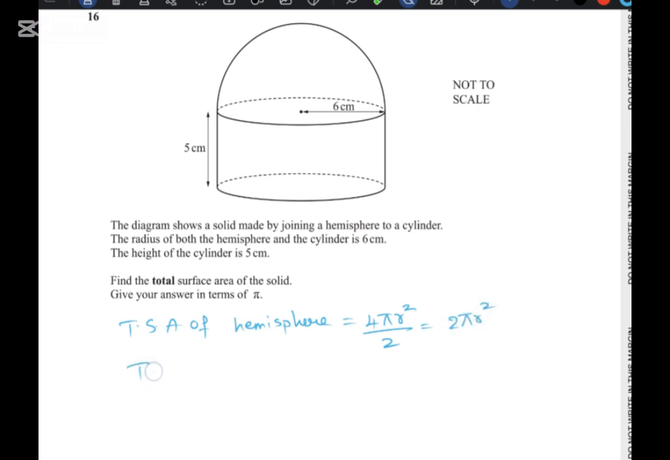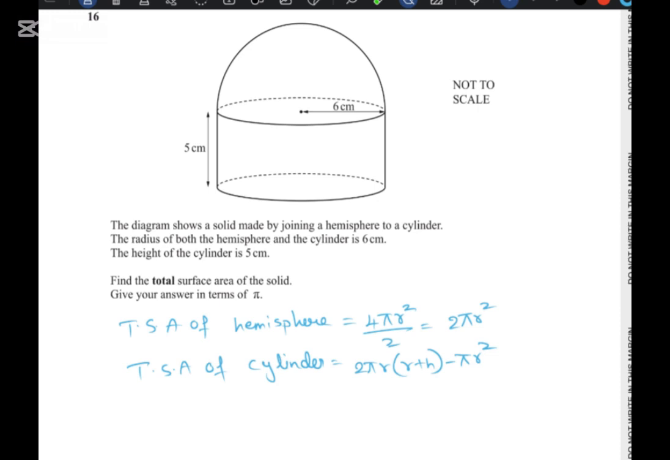Then the total surface area of the cylinder will be 2 pi r into r plus h. That is equal to, and we have to subtract from it pi r square. Then you will get the total surface area of the cylinder. So now let us start the question.